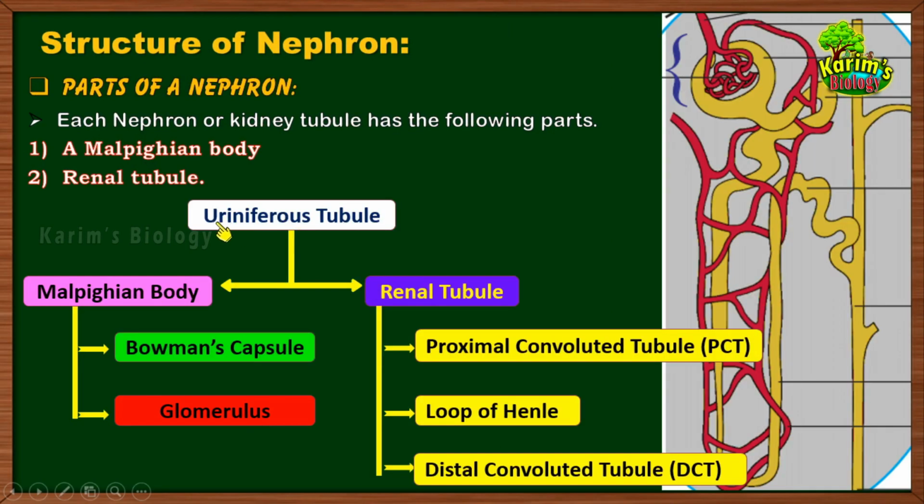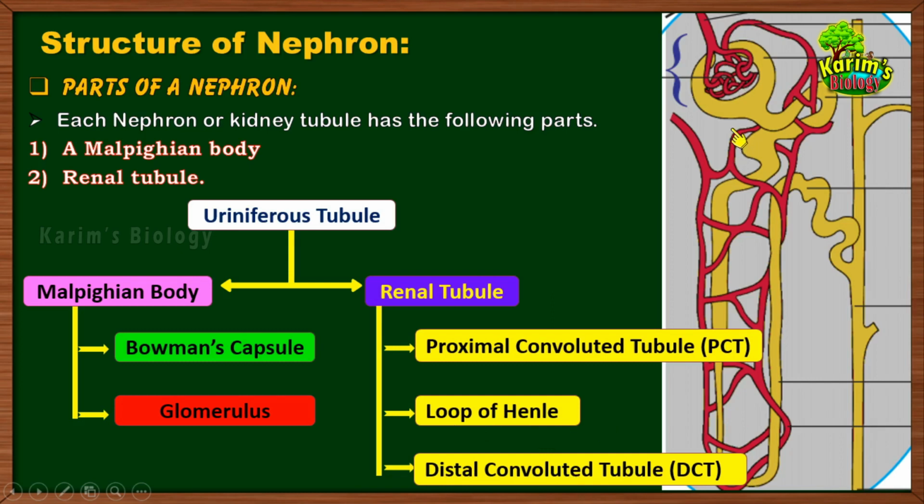Okay, now look at this flow chart. This is the uriniferous tubule or nephron, which has two parts. What are they? Malpighian body and renal tubule. Malpighian body is again divided into Bowman's capsule and glomerulus, and renal tubule has three parts called proximal convoluted tubule, loop of Henle, and distal convoluted tubule. Okay, so this is the enlarged picture of a single nephron.